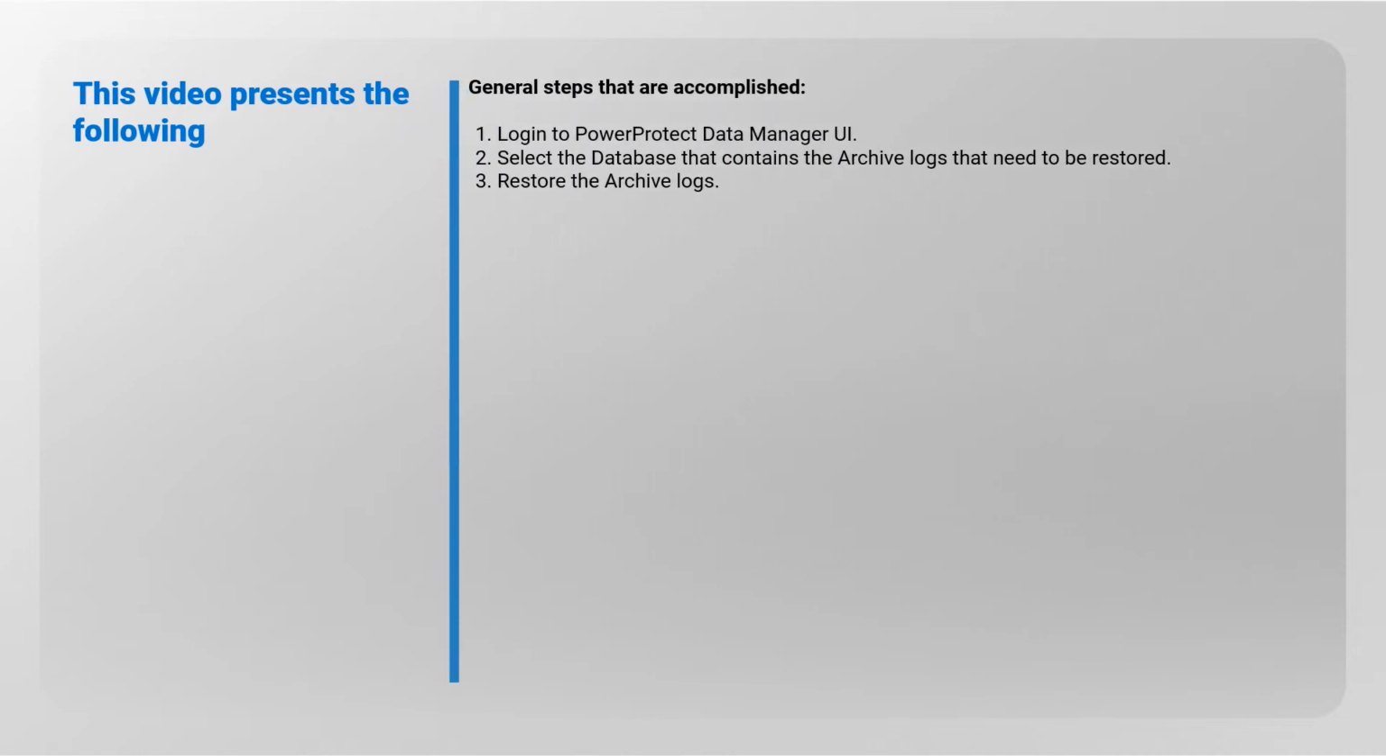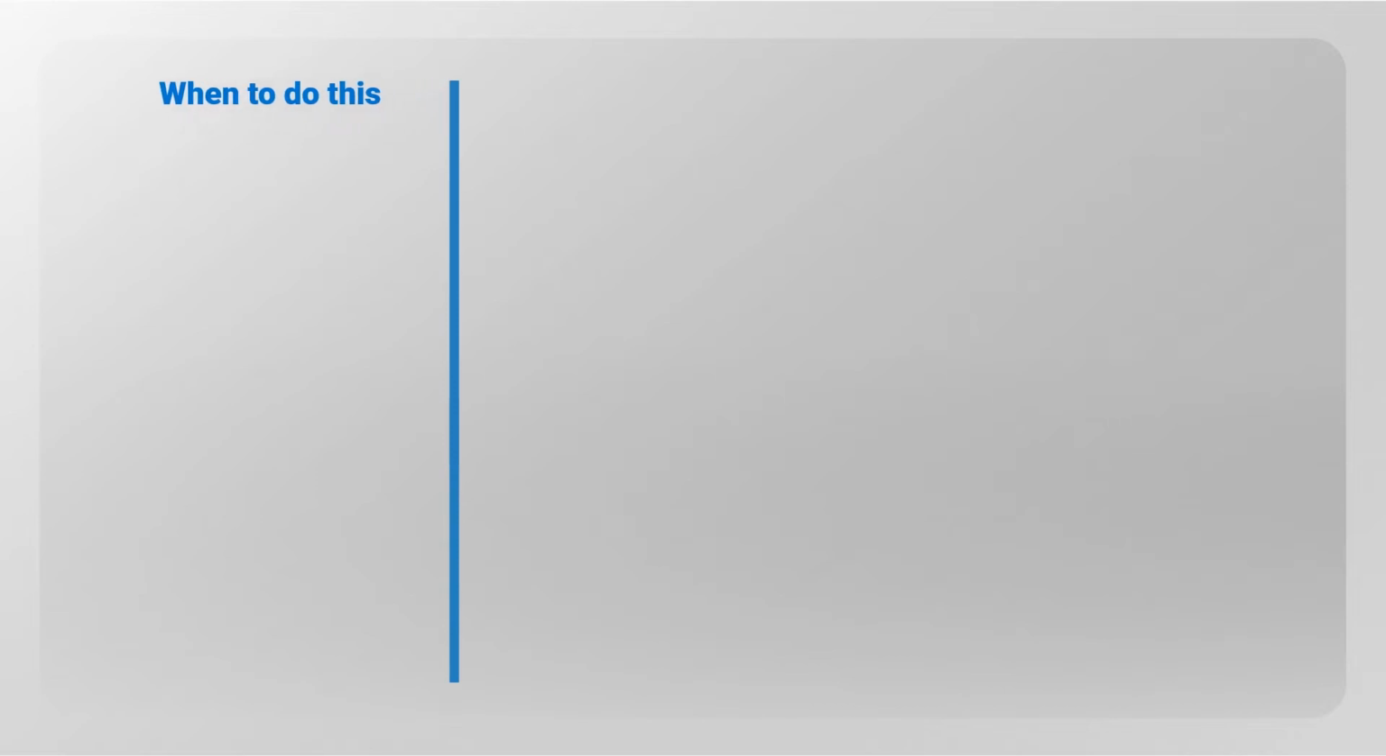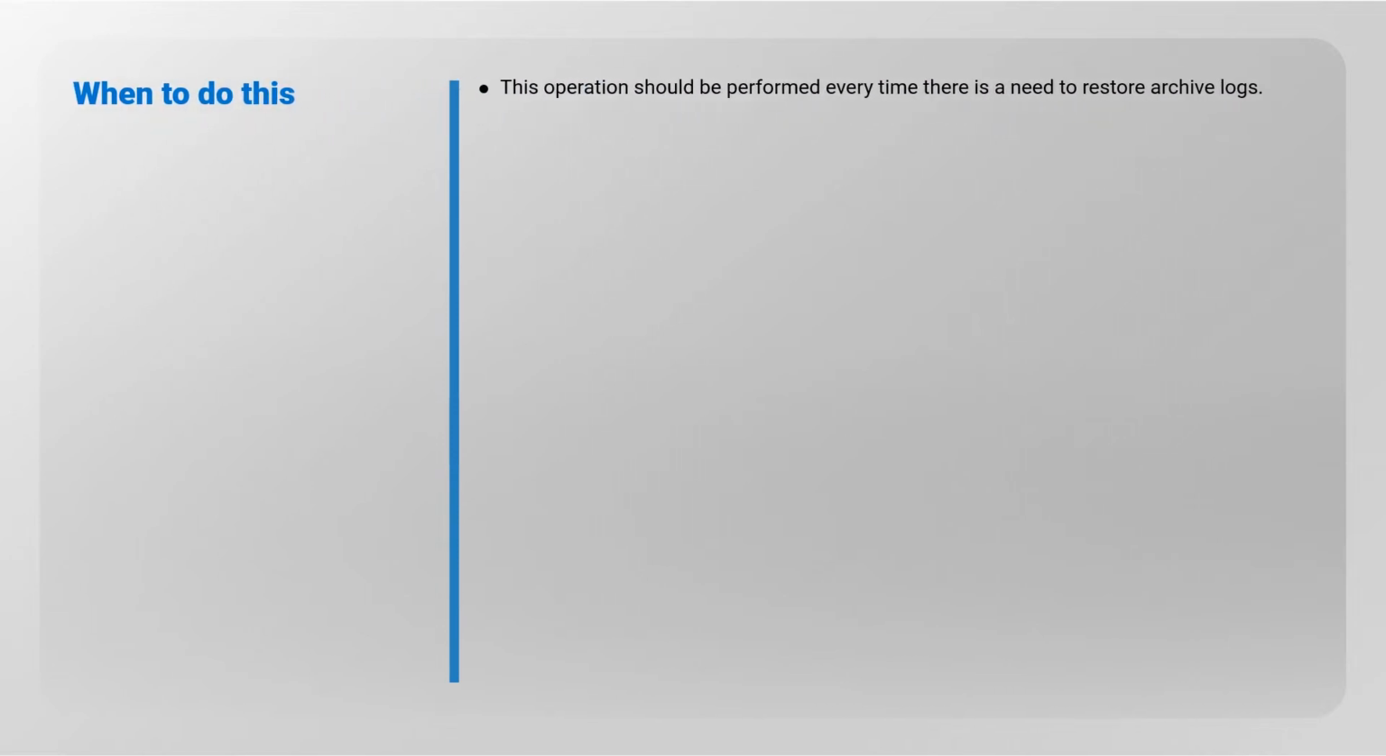1. Log into PowerProtect Data Manager user interface. 2. Select the database that contains the archive logs that need to be restored, and 3. Restore the archive logs. This operation should be performed every time there is a need to restore archive logs.